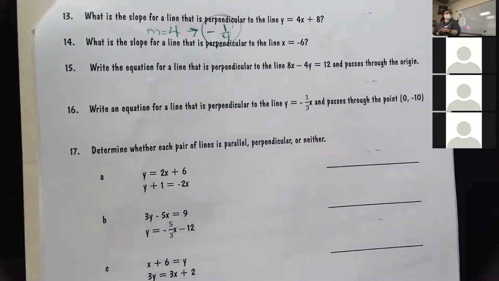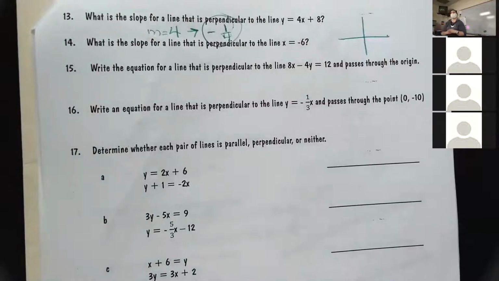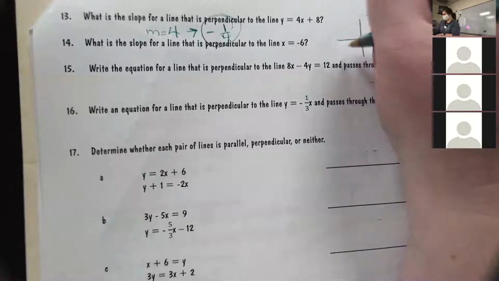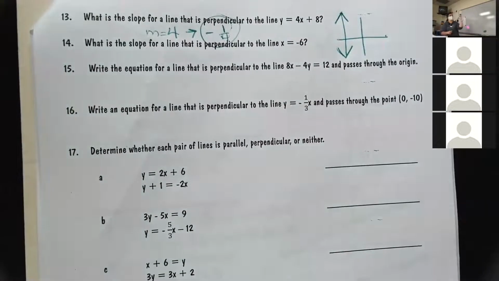14 says, what is the slope for a line that is perpendicular to x equals -6? Well, if I have an x equals, is that a vertical line or a horizontal line? That is a vertical. So x equals -6 looks something like this, right? It's this vertical line straight up and down. If I want a line to come in and be perpendicular to this line, what has to happen? How's that line going to come in and be perpendicular? Just like this, right? So it's this horizontal line.